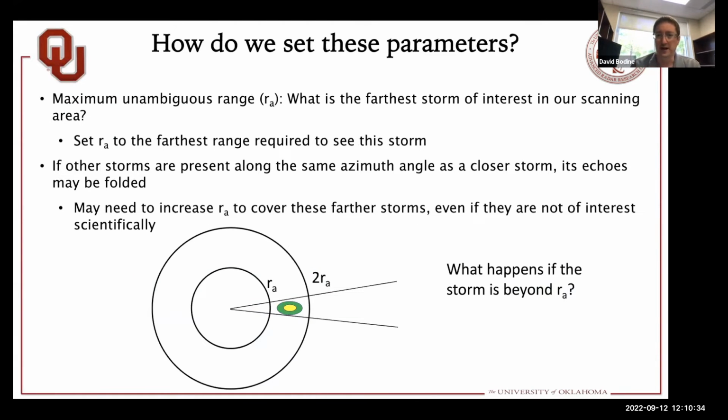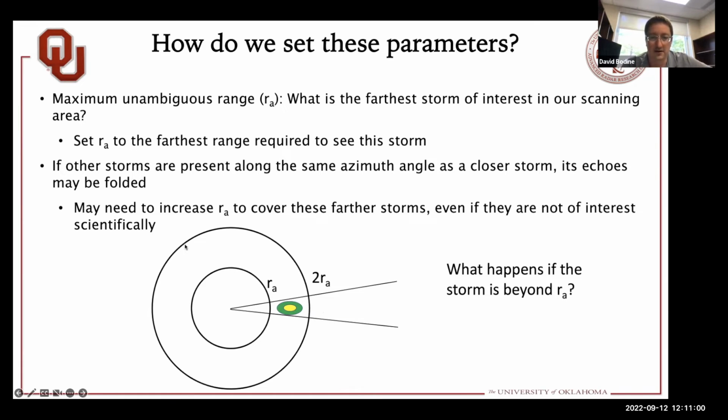So when we set these parameters, the most basic way to try and do this first is for your maximum unambiguous range, you'd like to set it for the farthest storm of interest and set your range to be beyond that storm. The only problem is if we don't set it far enough, if there are other storms on the same azimuth angle, they might overlap with our existing storm.